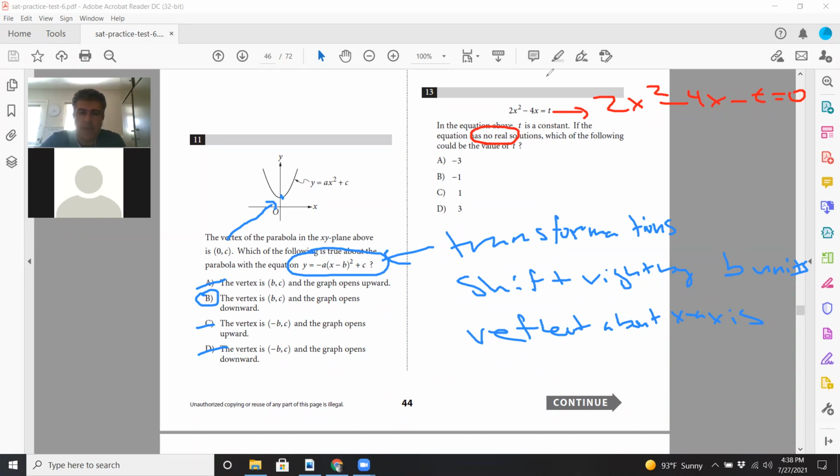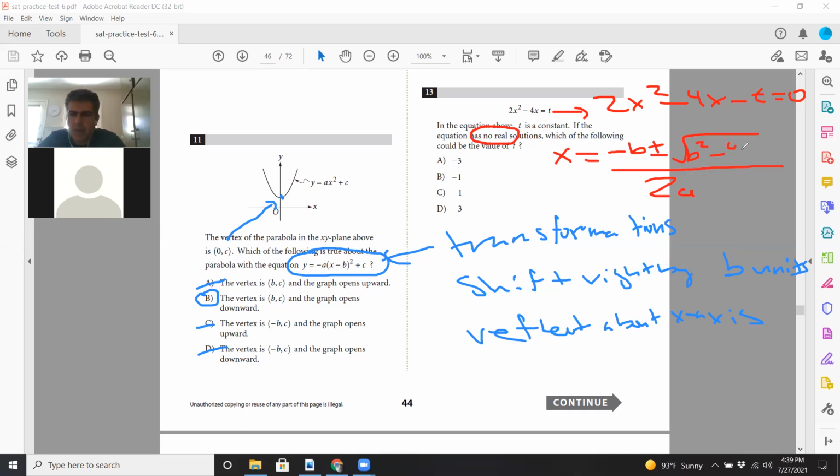Going back to number 13 again, they say that this is an equation with no real solutions, which one could be the value of t? Well, if you think about it, we do know the quadratic formula. That's what we can use to solve quadratic equations. You can also factor if it's factorable, but the quadratic formula is a surefire way of always getting the answer.